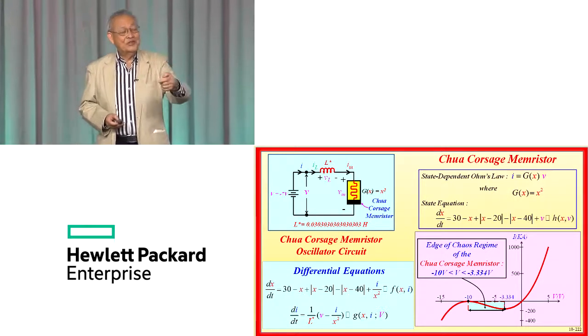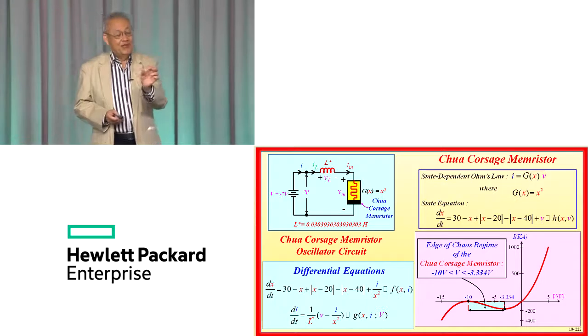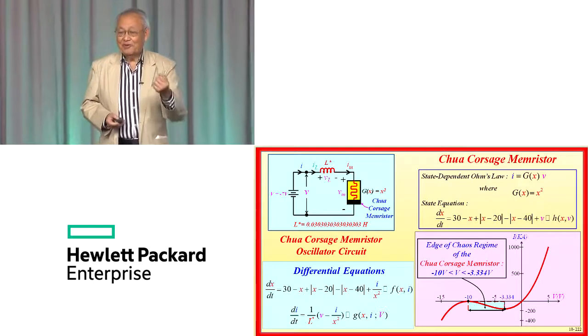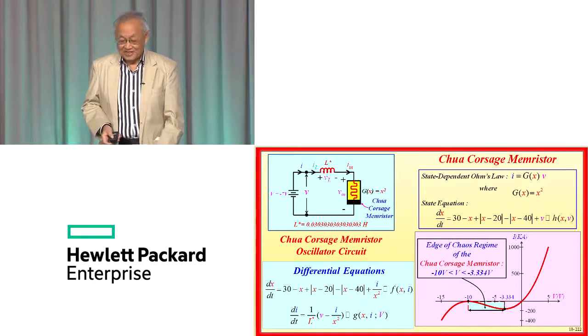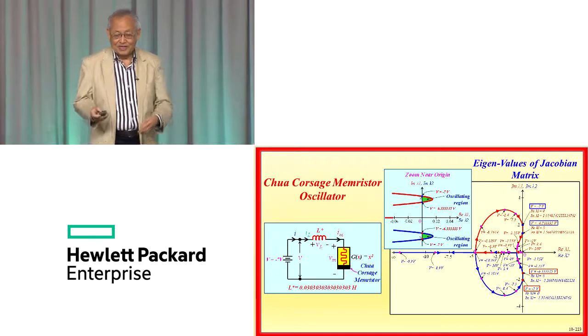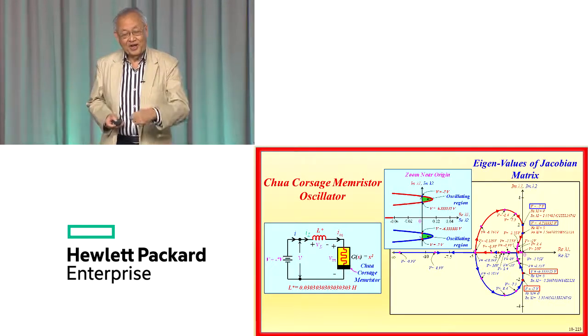Pick a capacitor or inductor with that value, with the opposite sign, and put it in series. There you are, bingo, you have an oscillator. That's how they designed that. And these are details I don't have to give you. But by the way, this is called a supercritical Hopf bifurcation.